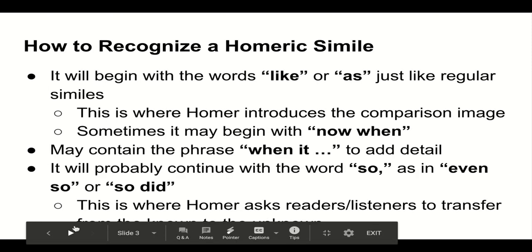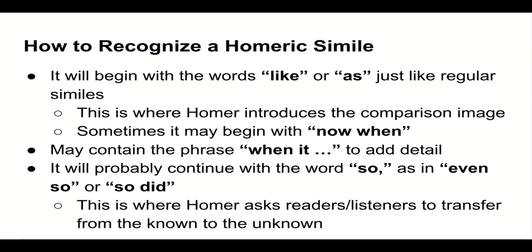A bit more about how to recognize Homeric similes. Again, they will usually begin with words like or as, and that's because there has to be that comparative word for Homer to introduce the comparison. Sometimes they may begin with now, when, but they will then be followed by like or as. And in the middle, they may contain the phrase when it in order to add additional detail to the description or the thing being compared.